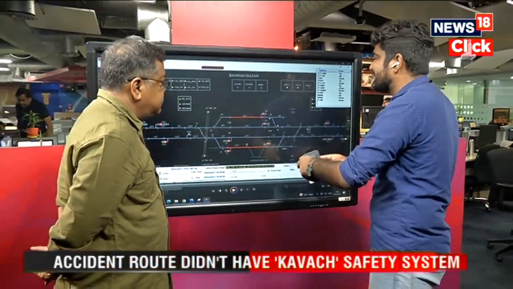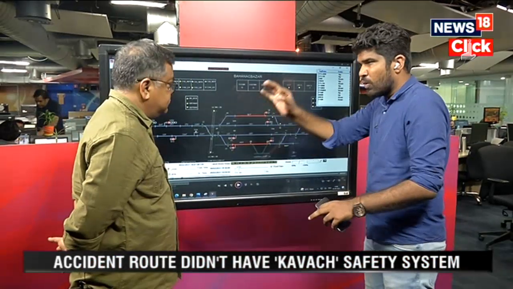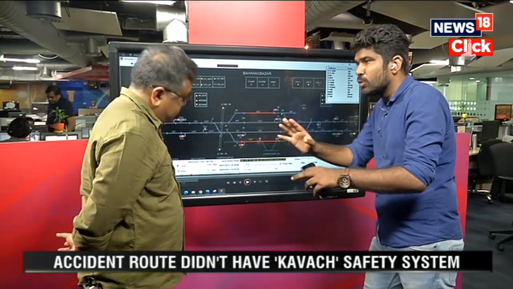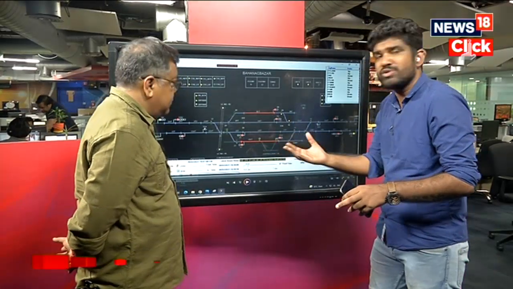Correct. So it has been said that the signal was taken off immediately, and by that time the train entered into the loop line, which is technically not possible. This is what we are trying to make you understand.